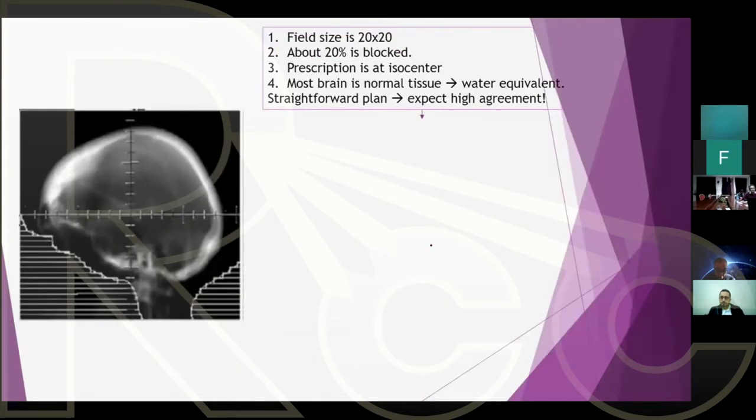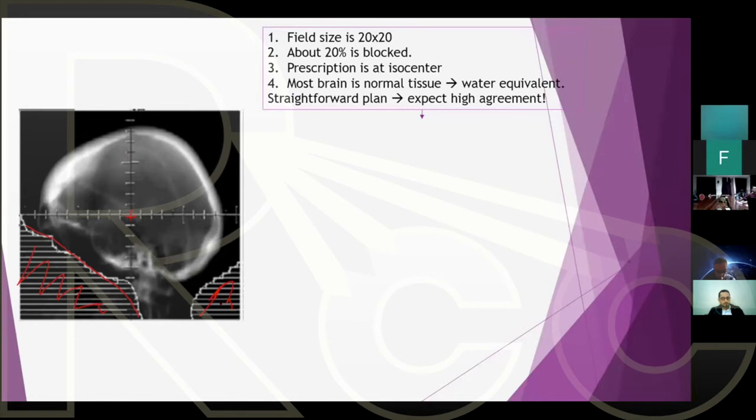So let's take the whole brain as an example. So this is whole brain. I have a 20 by 20 field size. About 20% blocked. This block here, and here. And the prescription is at isocenter. You can see that the prescription point is really far away from any beam edge, and it's far away from the blocks.